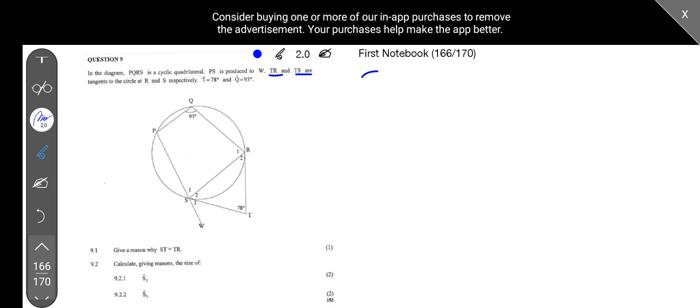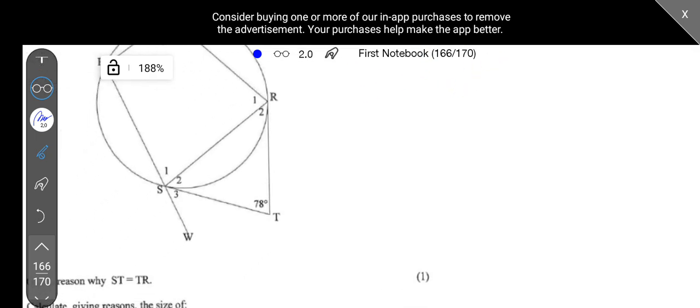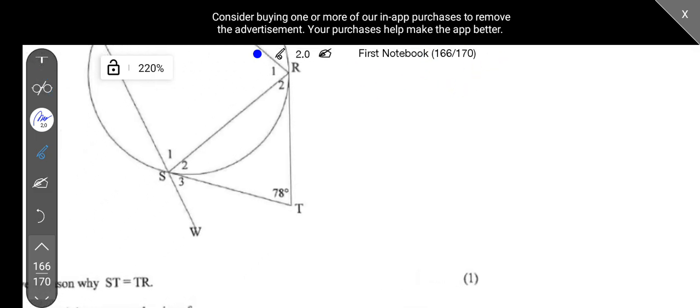Okay, so 9.1, without wasting time. Give a reason why ST is equal to SR. Let's zoom it. Where is ST? Here's ST and here's TR. Why are these two equal?